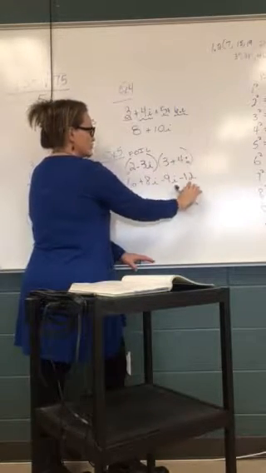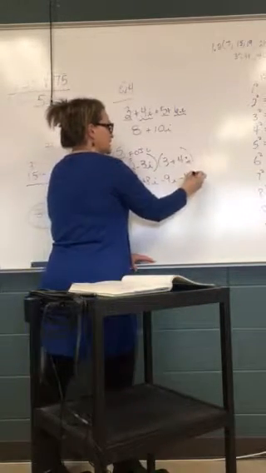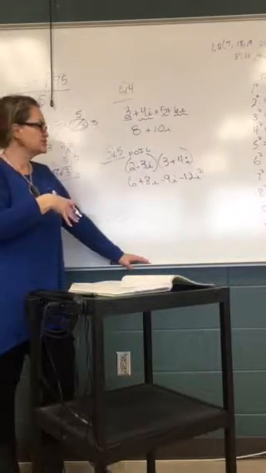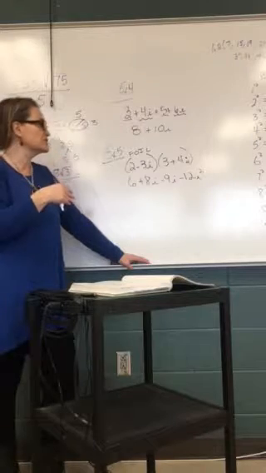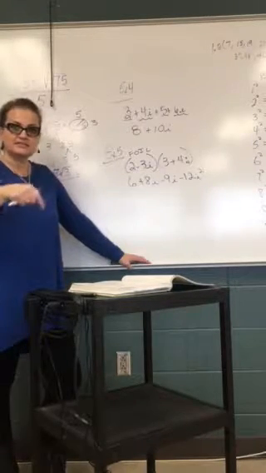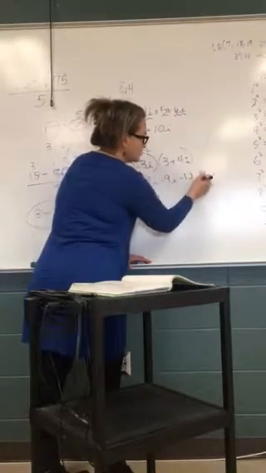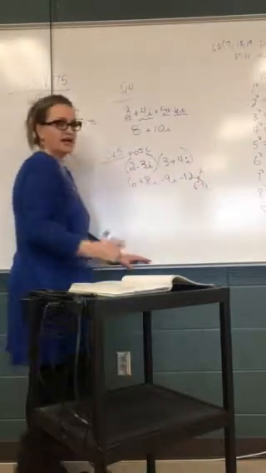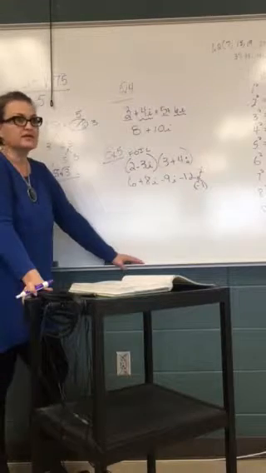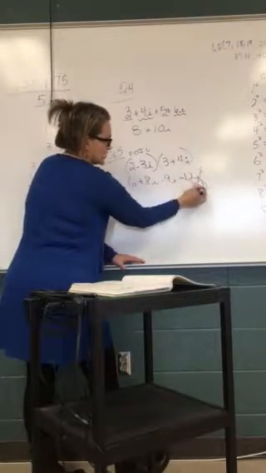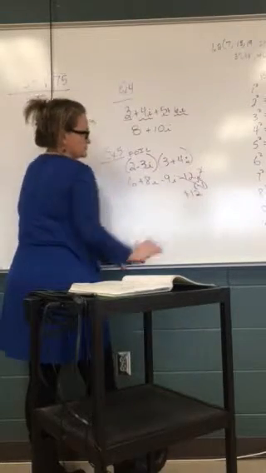3 times 4 is 12. We have an I times an I, which makes I squared. Now this hasn't come up in this lesson just yet, but we mentioned it at the start of the lesson. I squared has an assigned value of -1. So anytime you get an I squared in your problem, you are to change it out to -1 and then simplify. So negative times a negative is going to make that a positive 12.